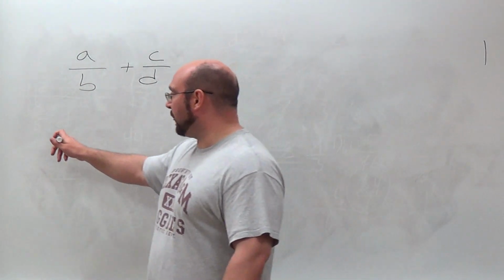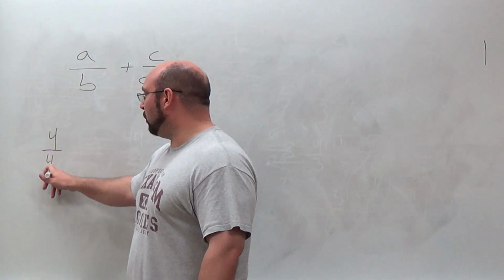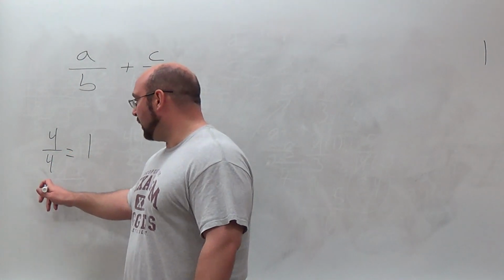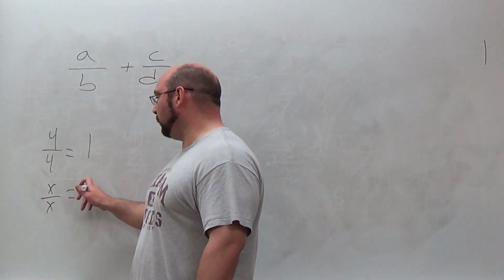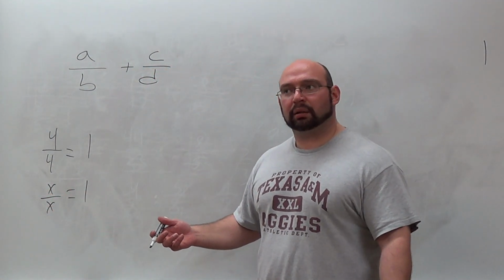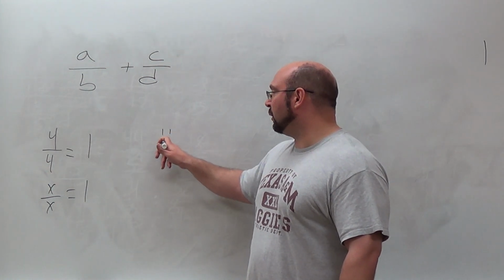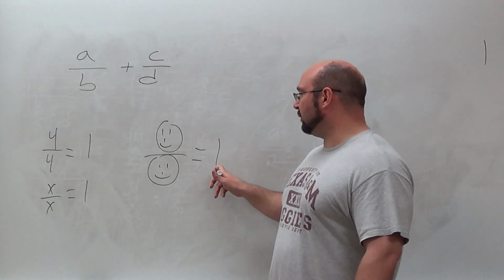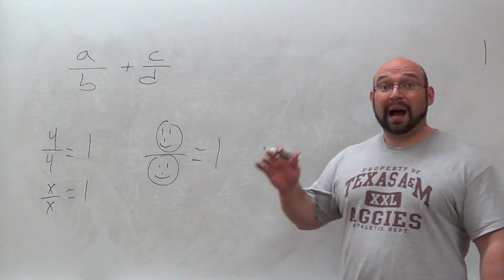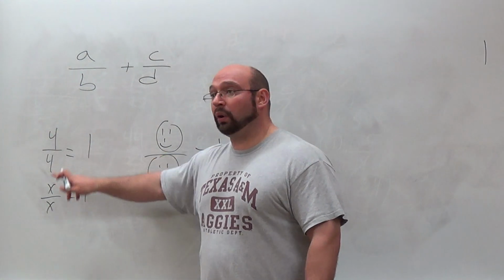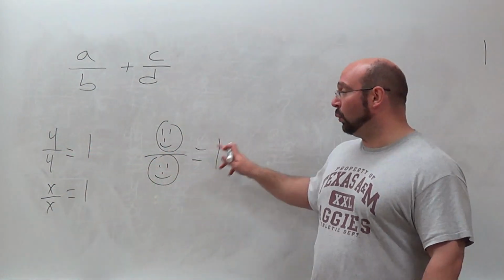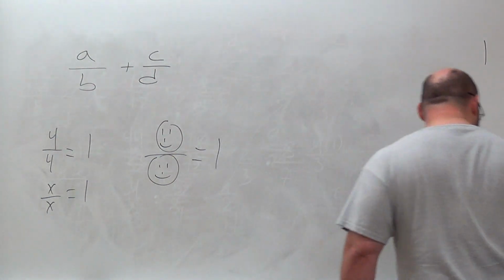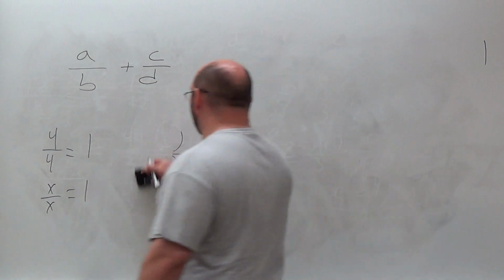For instance, 4 over 4 is equal to 1. Is everybody with me on that? X over x is equal to 1, right? And of course, the smile over the smile is still equal to 1. So however I want to dress 1 up, it's still 1. We're going to do the same thing with our fractions. And I'm going to need an eraser. Here we go.